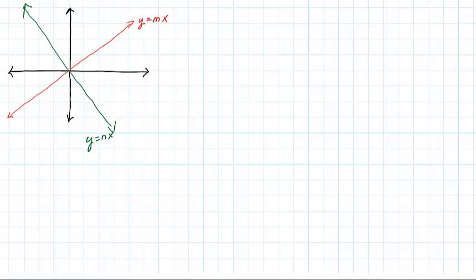You probably already know that if two lines are perpendicular, then the slope of one is the negative reciprocal of the other. I'd like to do a quick and dirty proof of that.